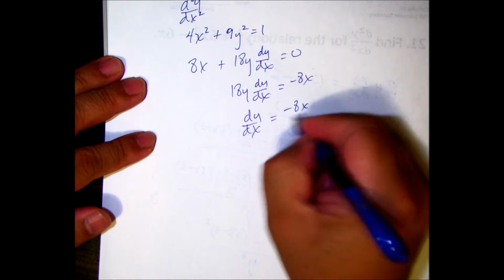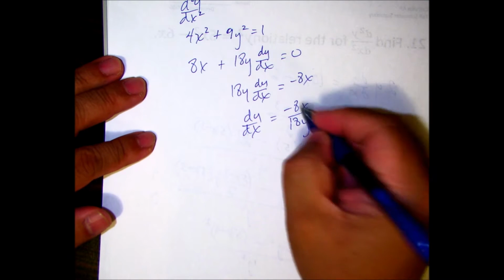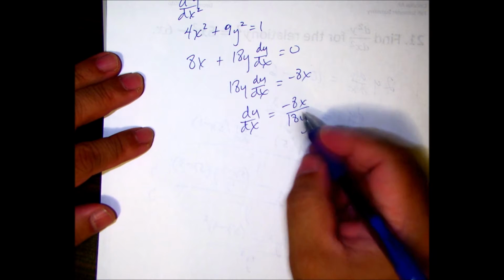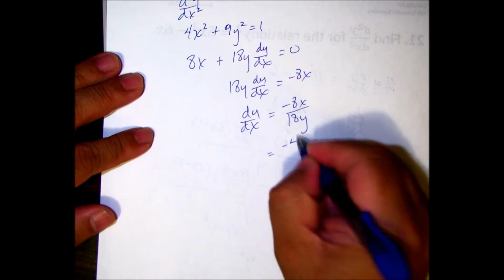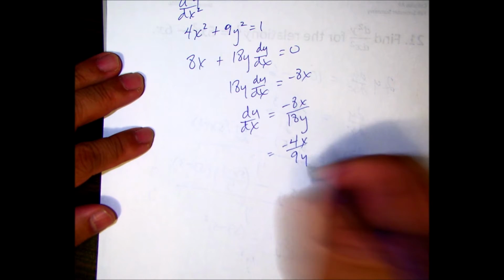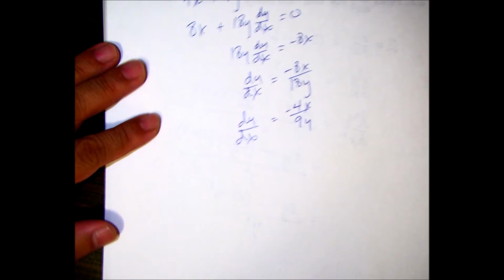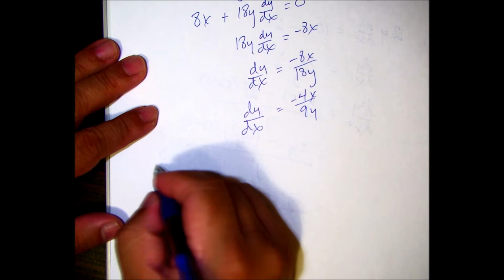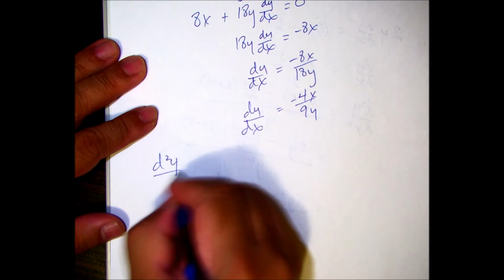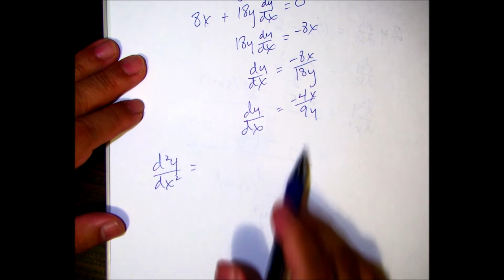You know what? I'm afraid if I don't see it, I won't do it correctly. Only 2 goes in there. So it's negative 4x over 9y. So that's my dy dx. Take the second derivative. I'm going to move it over because this is going to be quotient rule. It's going to be a little longer.